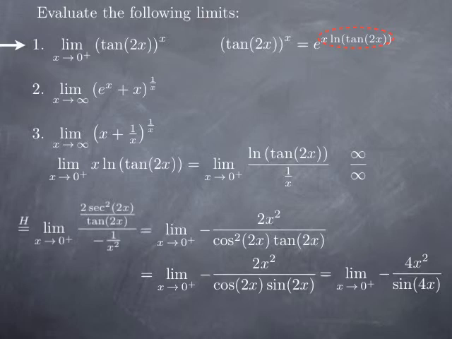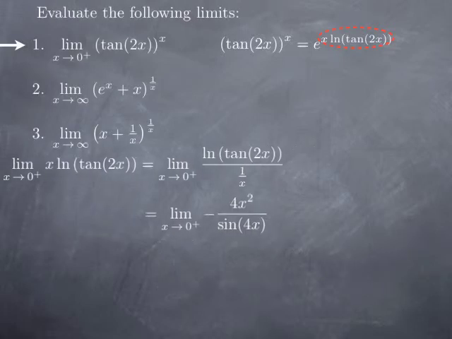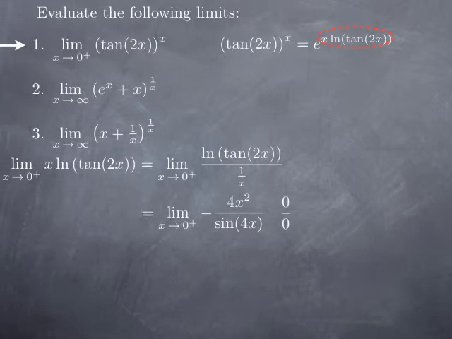If I plug 0 in this, I get 0 at the top, I get sine 0, which is 0 at the bottom. So, this is an indeterminate form of the type 0 over 0. But I can use the rule of de L'Hopital for something like that. So we obtain the same limit as the limit of the quotient of derivatives. Derivative of the top is negative 8x, of the bottom is 4 cosine 4x. And now if I plug x equals 0 in this, I get 0 at the top, and I get 4 times cosine 0, in other words 4 at the bottom. 0 over 4 of course is 0, so this is our limit.